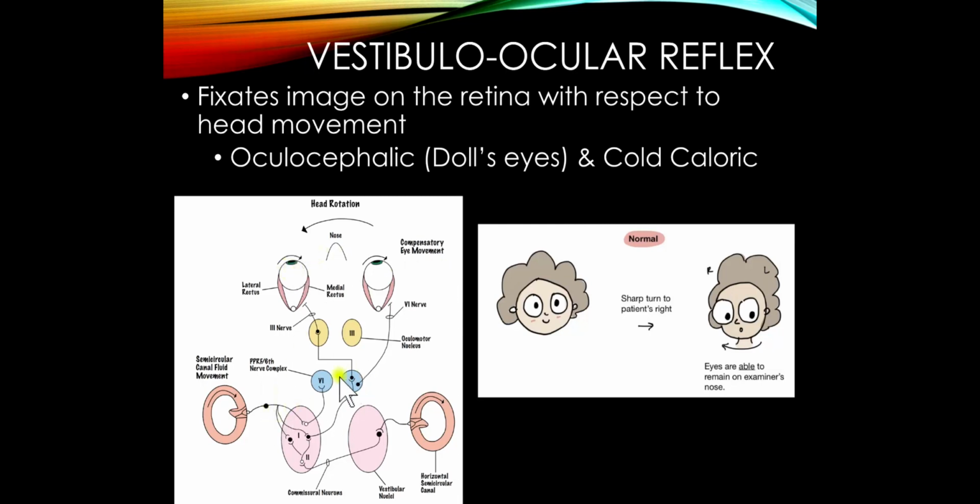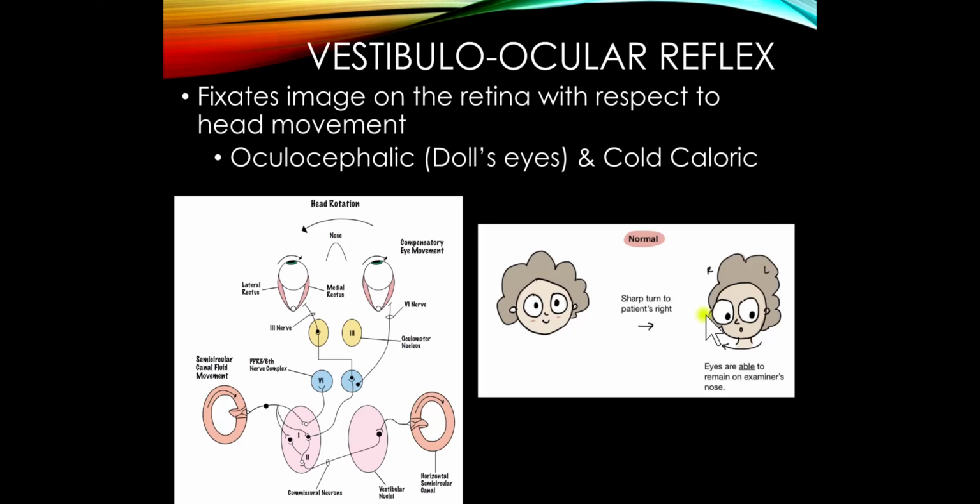So also from this nuclear complex here, it's not just the sixth nerve, we call it the PPRF sixth nerve complex. This crosses over and talks to the part of the third nerve nucleus that talks to the medial rectus. So moving your head to the left should immediately cause the eyes to move to the right. And this is the vestibuloocular reflex. So we can check this on examination by doing what's called the doll's eyes or the oculocephalic reflex, where we will quickly move the patient's head, in this case to the right, and we just ask the patient to maintain fixation.